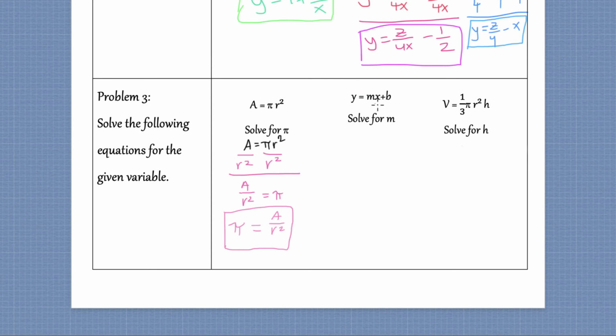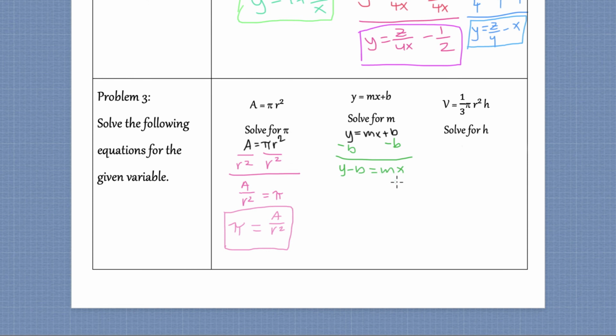Our next one says y is equal to mx plus b, and we want to solve for m. So again, we have our equation right here. And to solve for m, first we need to get this mx term alone. And so to do this, we're first going to subtract b from both sides. And so that's going to give us y minus b is equal to mx.